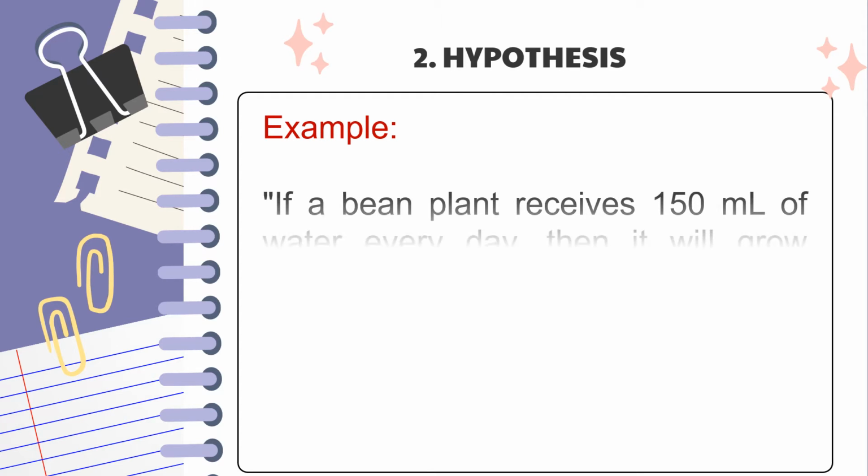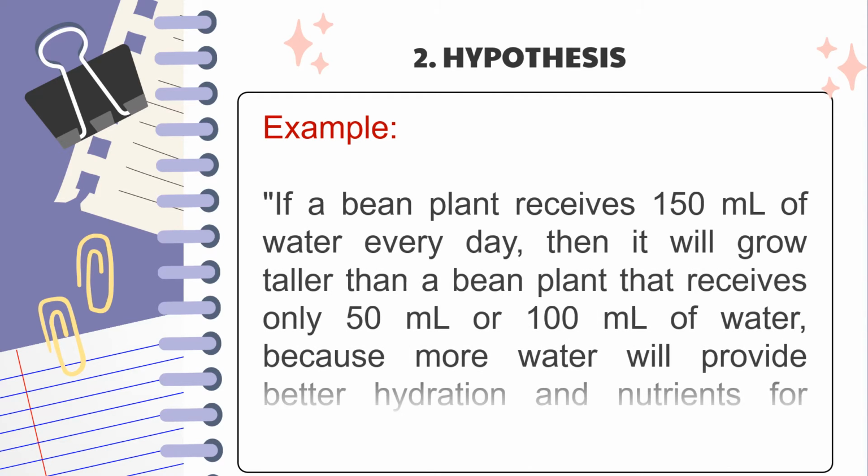Example: if a bean plant receives 150 milliliters of water every day, then it will grow taller than a bean plant that receives only 50 milliliters or 100 milliliters of water, because more water will provide better hydration and nutrients for growth. This example effectively captures the essence of a strong hypothesis, providing a clear and testable prediction supported by logical reasoning.